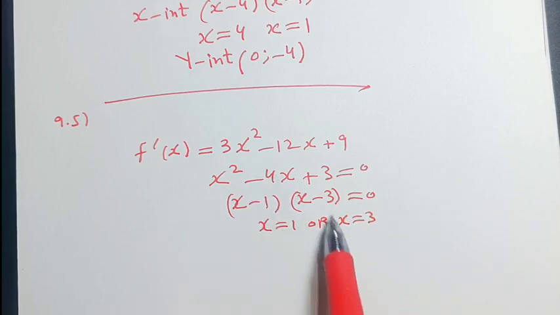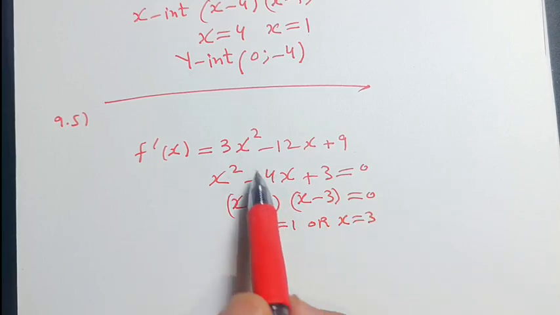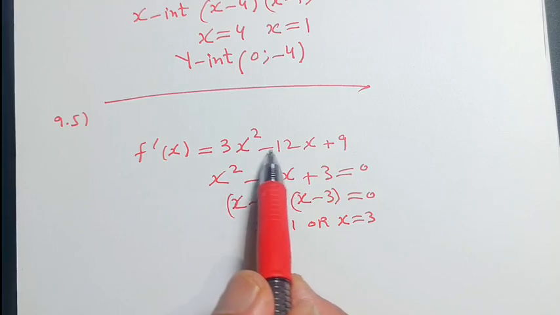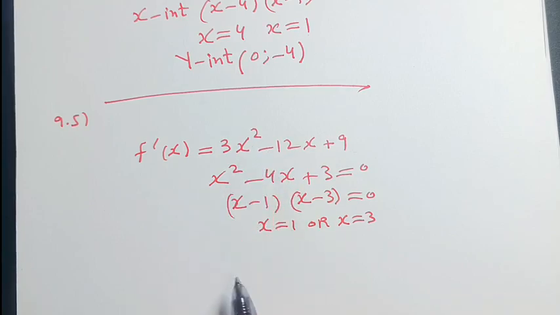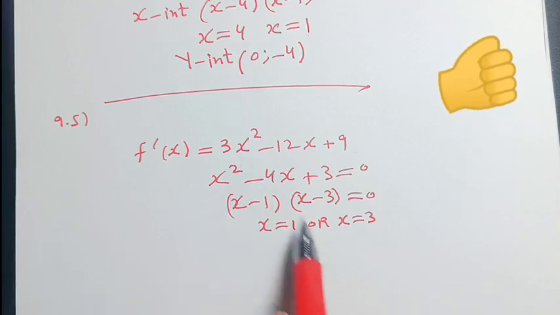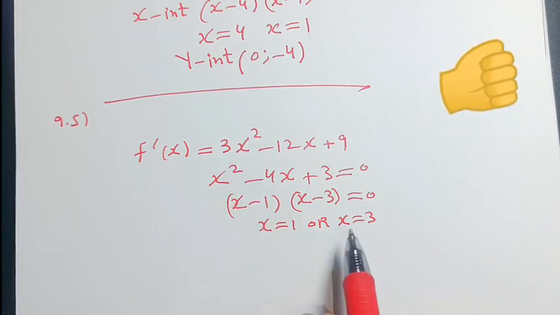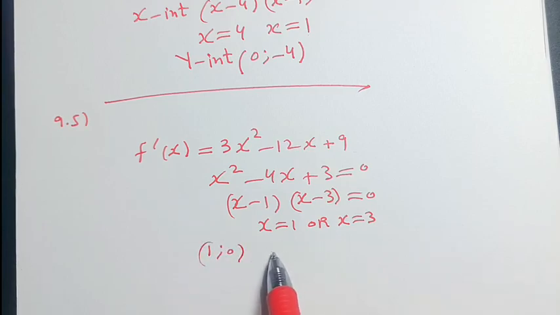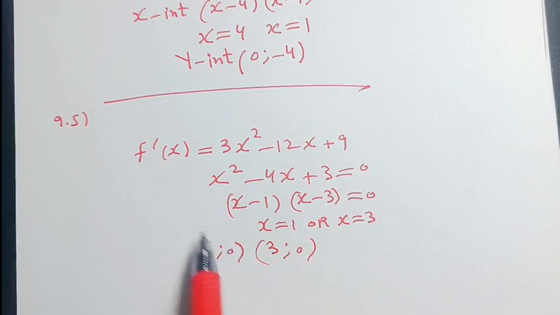And I put back into the original function, if I want to draw the parabola. If I put x equal to 1 here, y is going to be 0, and if I put x equal to 3 here, y is going to be 0. So the x-intercepts are (1, 0) and (3, 0). These are the x-intercepts of this graph.